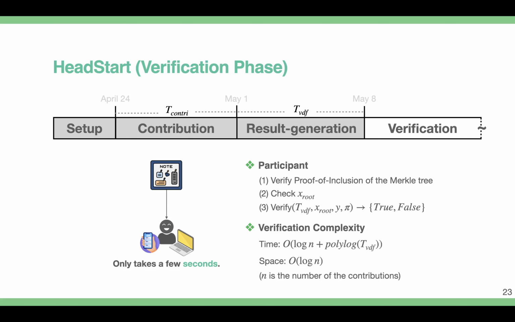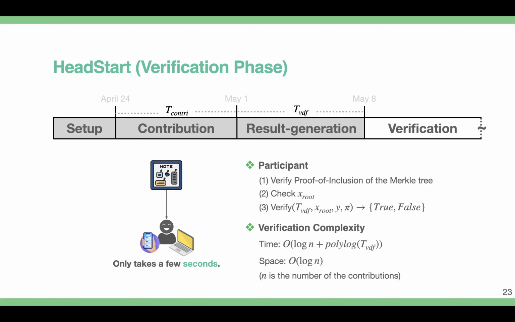Otherwise, we can show the failed verification process to the others to prove that the random result is invalid. According to the time and space complexity of verification, HeadStart can achieve great scalability even when facing millions of participants. And the verification process can also be performed efficiently on mobile phones and laptops.